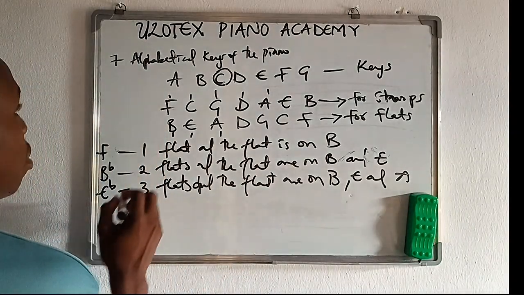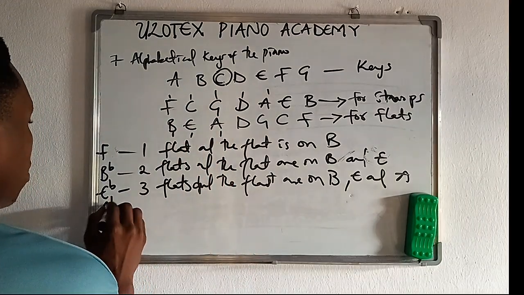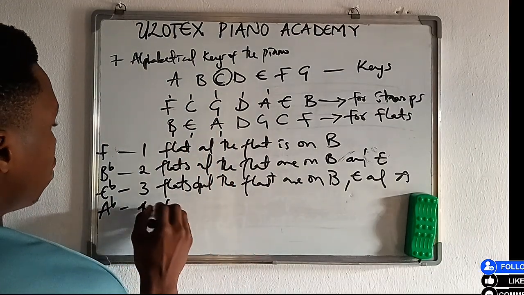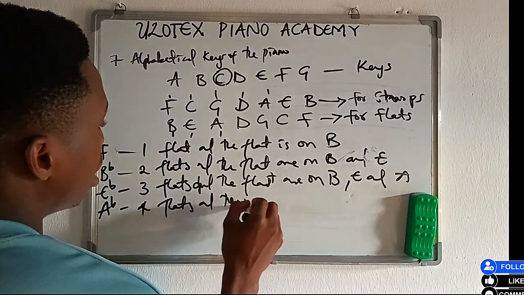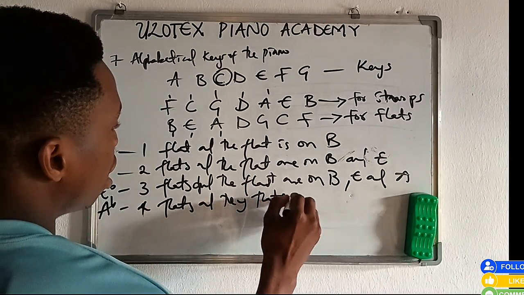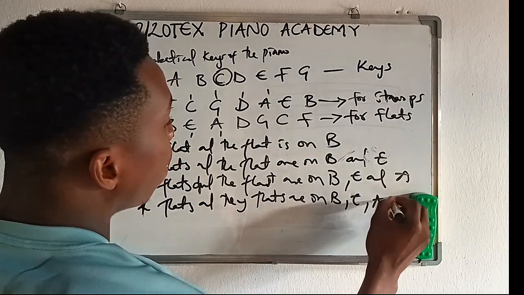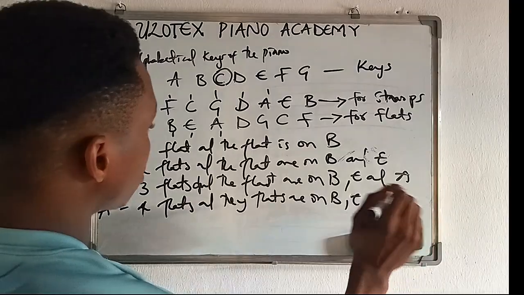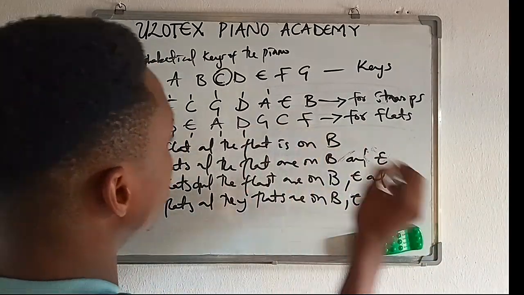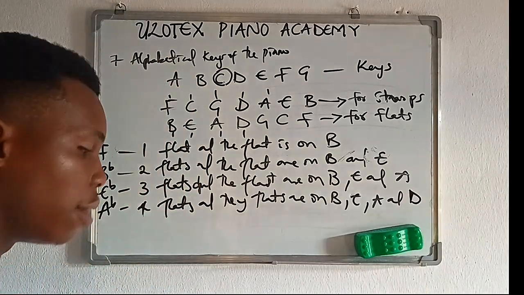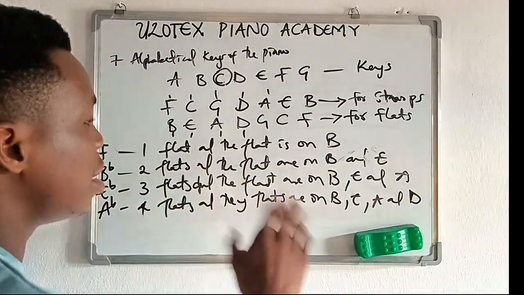So let's continue. We'll start at E. 1, 2, 3, 4, 5. That is key of A flat. So key of A flat has 4 flats, and the flats are on B, E, A, and D. So for you to play the key of A flat, you must flat all these and play comfortably. Anywhere you see those alphabets, you flat them.